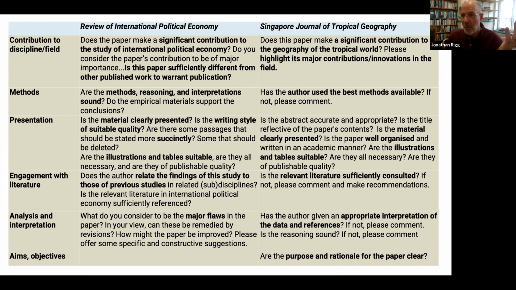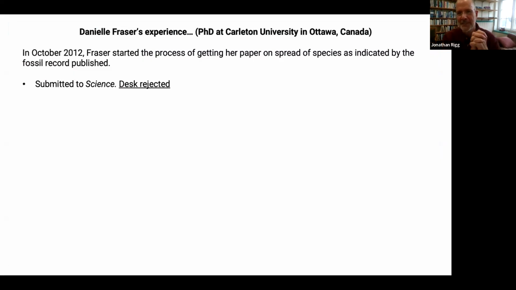Analysis and interpretation, obviously very important. Does it go far enough? Is the analysis appropriate to the evidence that's presented? And then the aims and objectives. So these are all questions that referees are asked to comment on. Sometimes you're sent an explicit set of considerations to take into mind. On other occasions, it's left open. But these are the things that you need to think about when you're putting your paper together. Have I adequately met all of these sorts of requirements? Next one, Hyun.